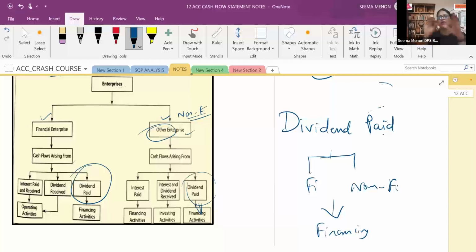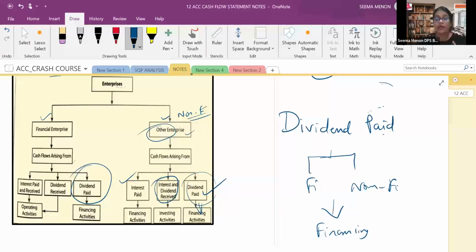They are taking loans only for expansion, development, modernization, whatever it may be. So at that time they will be taking a loan, and on the loan they have to pay interest. Loan is a part of the non-current liability, and non-current liability is a part of the capital employed. So if they pay interest on capital, it is a financing activity. Dividend paid we already discussed.